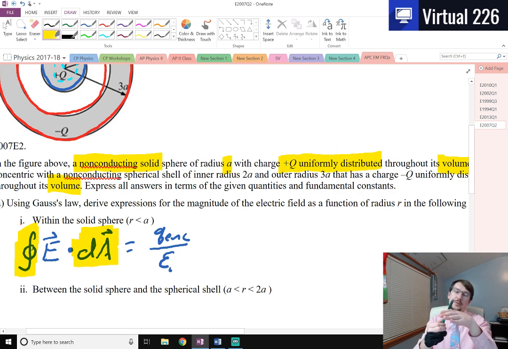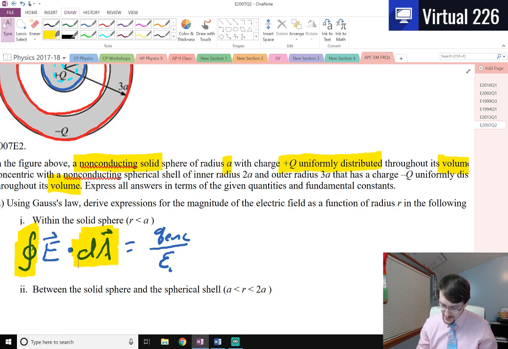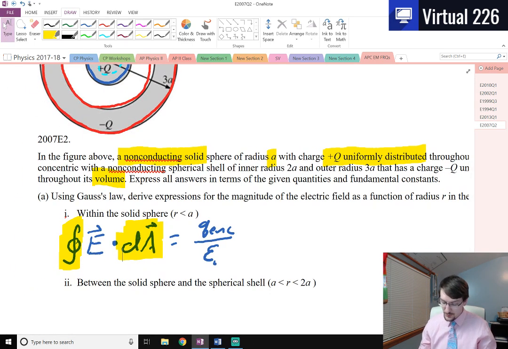So because that flux is passing perpendicular, we don't have to worry about this being a dot product, and we don't actually have to worry about this integral either. We know what the surface area of a sphere is. The surface area of a sphere is just 4 pi r squared.